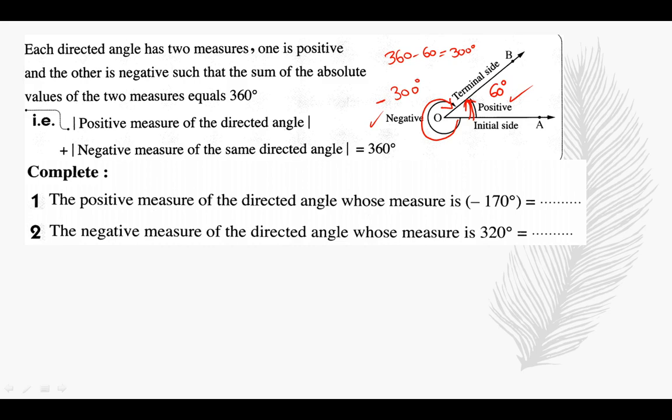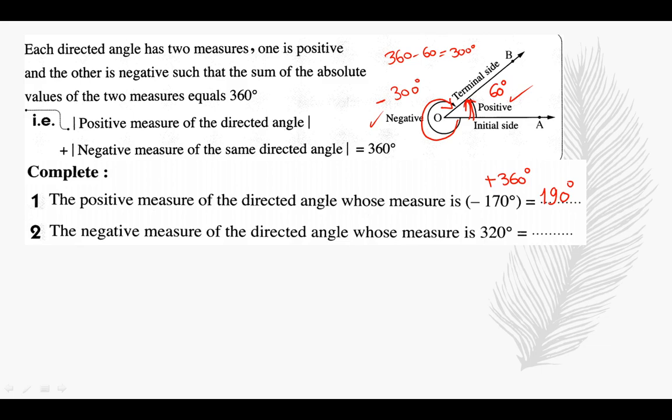Example. Complete: the positive measure of the directed angle whose measure is negative 170. Here we have the negative measure of the angle, and we want to find the positive measure. To find the positive measure, we add 360. So negative 170 plus 360 will be equal to 190 degrees.